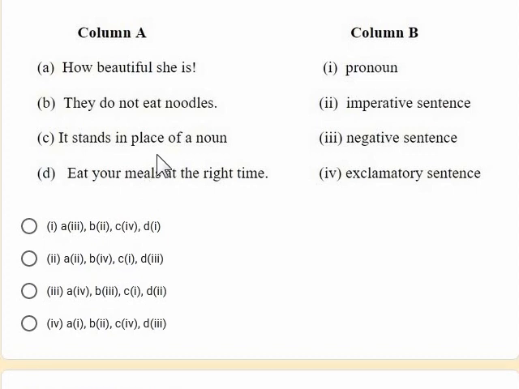But also let's see C and D. Let's check it also. It stands in place of a noun. Oh, we know that a pronoun stands in place of a noun. And the last one, eat your meals at the right time. So here is a kind of advice that I'm giving to you. Eat your meals at the right time. So it is an imperative sentence. So number 3 is the correct answer. That is, A will be 4, B will be 3, C will be 1, and D will be 2.